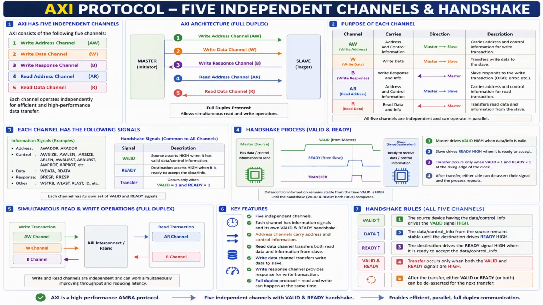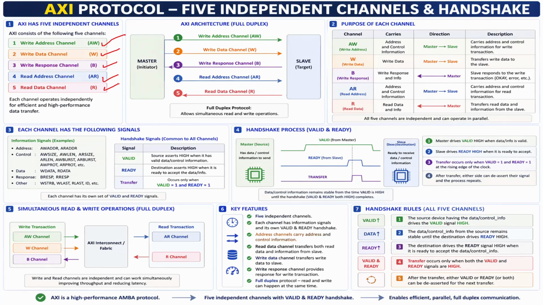And then we know already we have 5 independent channels in the AXI protocol. That is the write address channel, represented with AW. The write data channel is W, the write response channel is B, the read address channel is AR, and the read data channel is R.